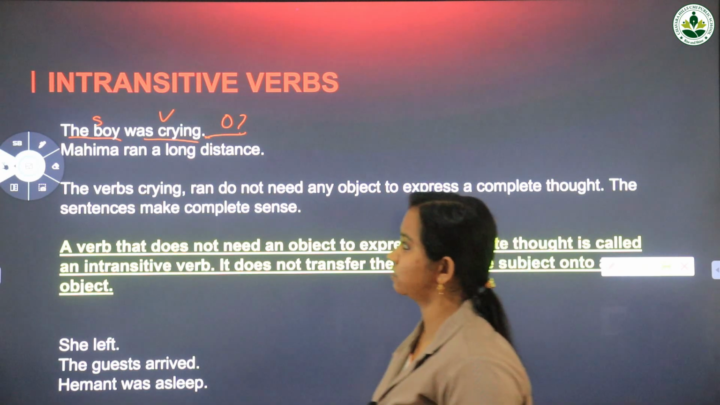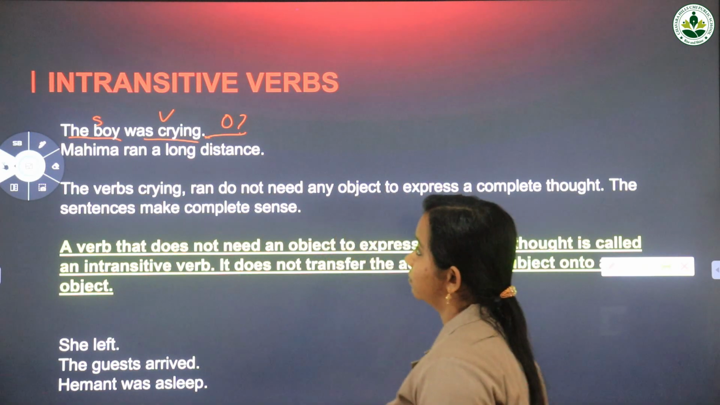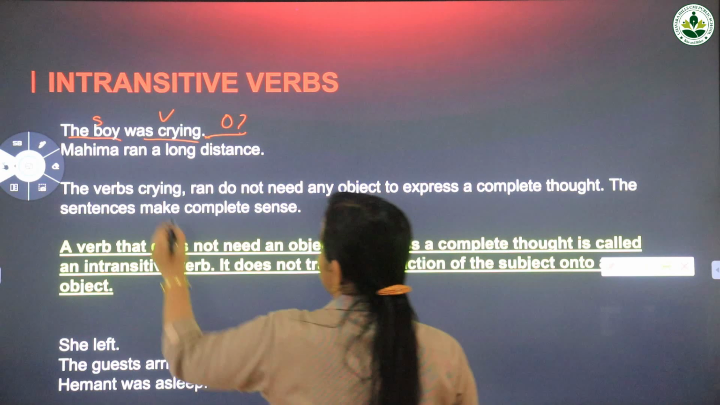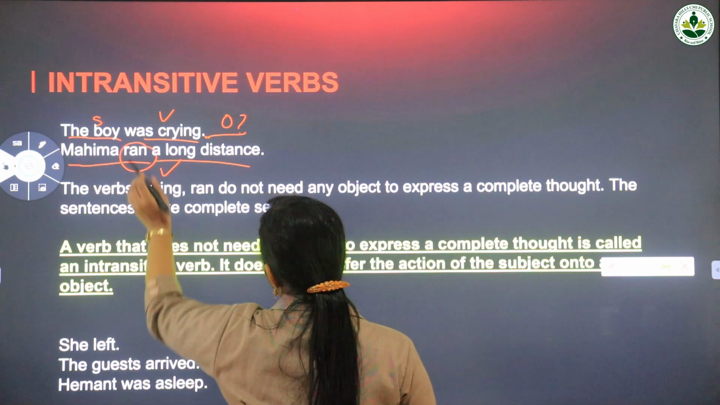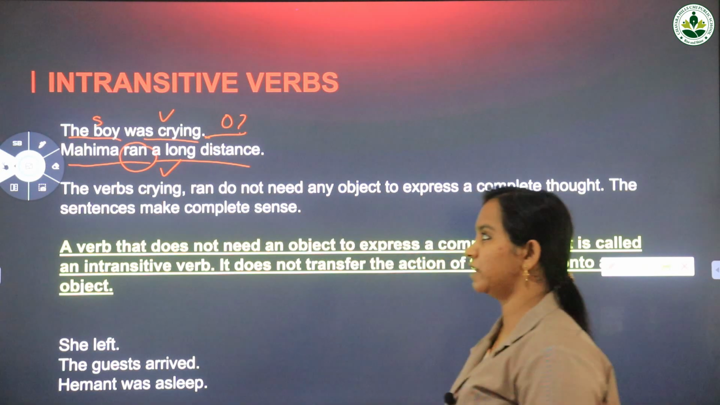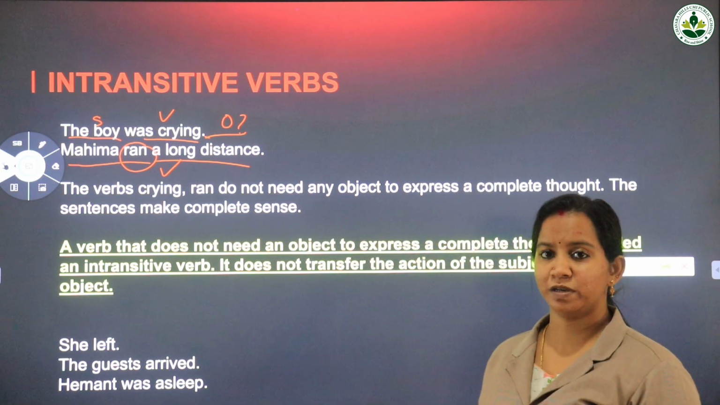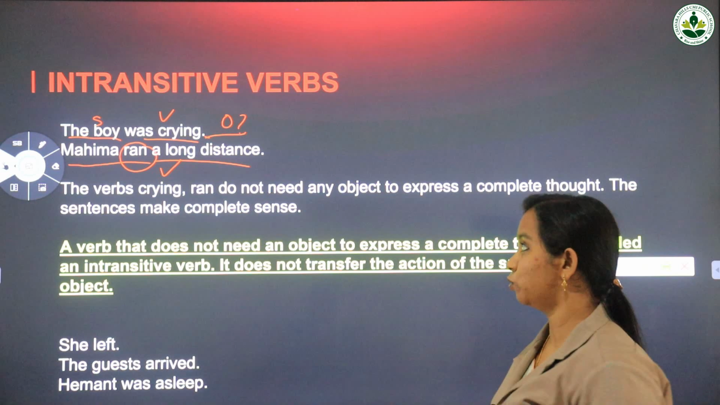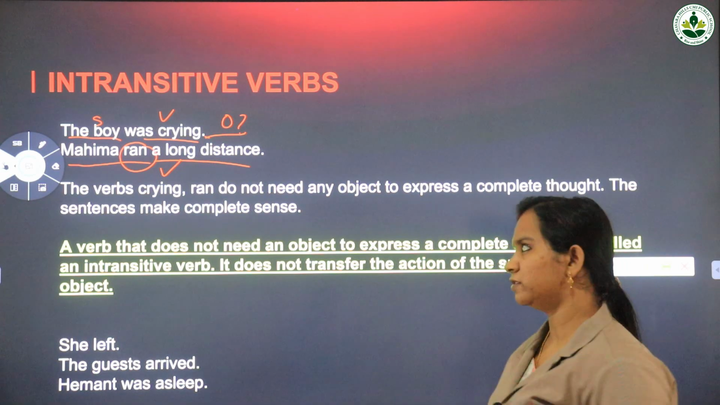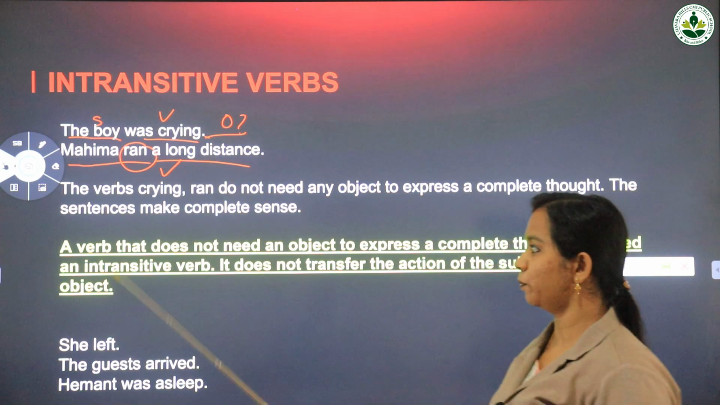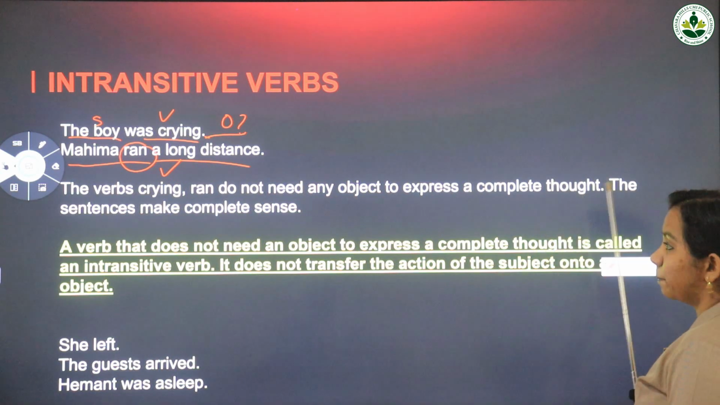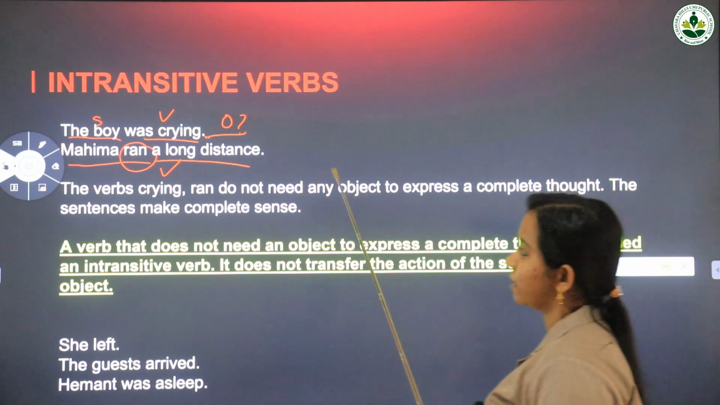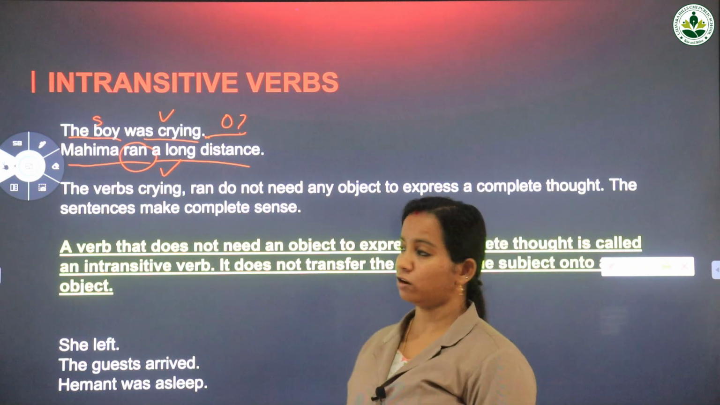And now just see the next one. Mahima ran a long distance. Mahima ran is the verb. If we say Mahima ran a long distance, the meaning is complete. Mahima ran to where or for what reason? It's not necessary, okay? So the verbs crying and ran do not need any object to express a complete thought. The sentences make complete sense without the object also.